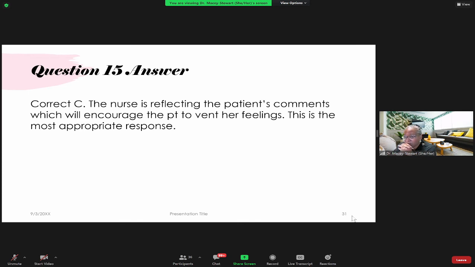Okay? Remember, all therapeutic communication is not closed-ended. It has to be open-ended. So that's another way of looking at it, okay? And this I got from a little pamphlet that I have with next gen questions. So you might see some more questions like this.